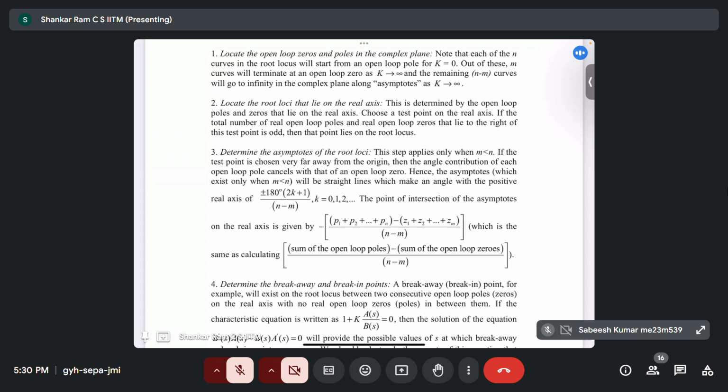If the test point is chosen very far away from the origin, then the angle contribution of each open loop pole cancels with that of an open loop zero. We will figure out why. Then the asymptotes will be straight lines which will make an angle with the positive real axis of plus or minus 180 degrees times (2k plus 1) divided by (n minus m). And then the point of intersection of the asymptotes on the real axis is given by the formula: sum of open loop poles minus sum of open loop zeros, divided by (n minus m). Okay, so this is the step for calculating the asymptotes.